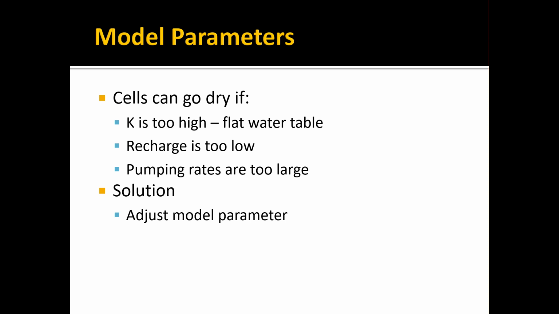Or if your recharge is too low, if you're just not getting enough water into your model, that can cause cells to go dry, so it's a flow budget issue. Sometimes your pumping rates are too large on your wells, and that can dry out your aquifer. Or it could be a combination of all three of those things. K is too high, recharge too low, pumping rate is too large, or any two of the three, for example.